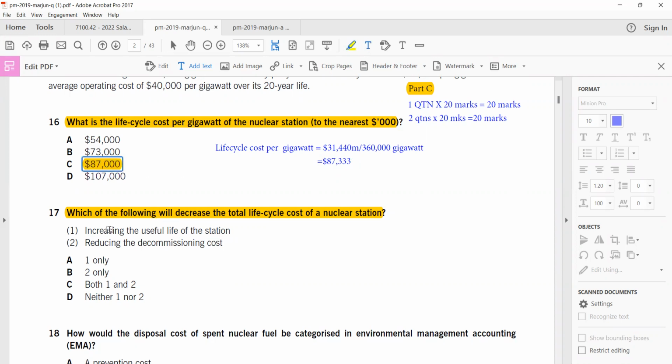The answer is C. But I'm saying that question 17, which of the following would decrease the total life cycle cost of a nuclear station? Is it about increasing the useful life of the station, or is it about reducing the decommissioning cost? Which of these two, or maybe all of them, or none of them? So which of them is the answer, and why? Let me call on Daniel. Daniel, unmute your speaker and tell us which of these answers you will choose and why. Please feel free to tell us what you think.